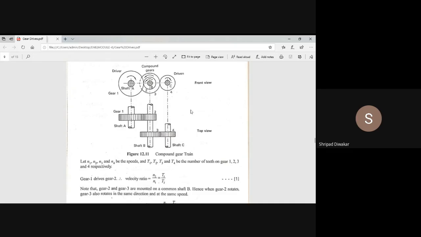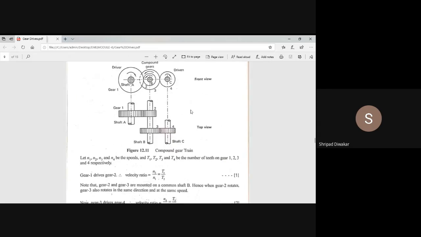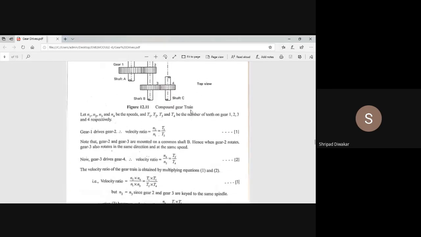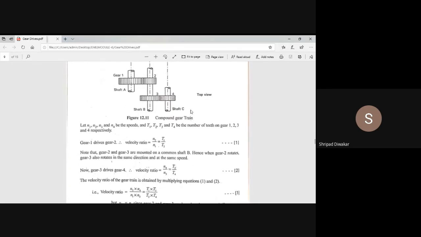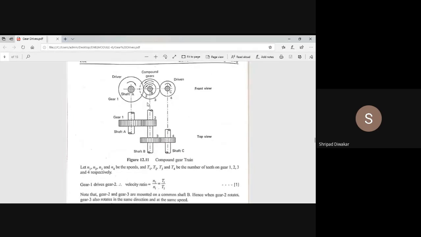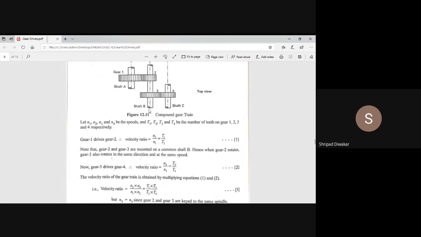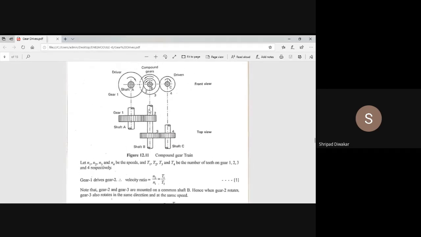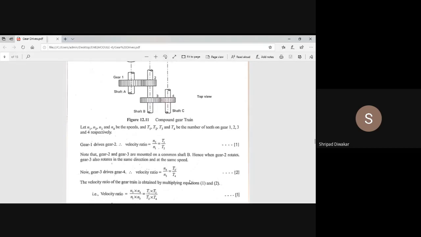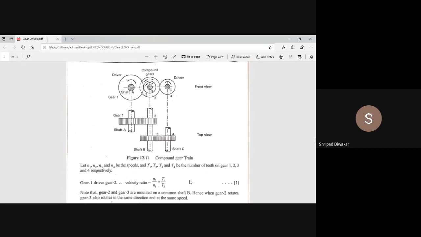So this is the arrangement. Next, our aim is to find out the velocity ratio of the compound gear train. First you see the arrangement. Gear 1 drives gears 2 and 3 both, and then gear 3 drives gear 4. Now we are going to apply the equation. Gear 1 drives gear 2, so we can write the equation as N2 by N1 equals T1 by T2. And next, we are going to apply the equation between 3 and 4.